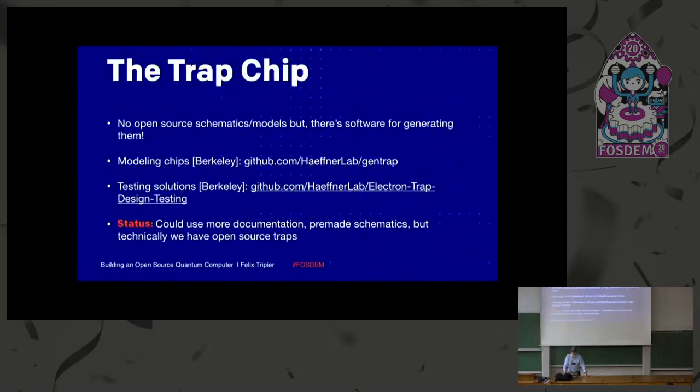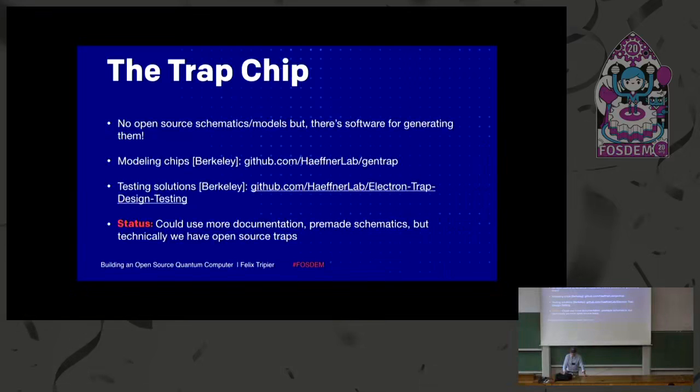For the trap chip, this is what we have available in terms of open source. There are no schematics and models for a specific trap chip that you can run out there, but there's software to make them from Berkeley's Trapped Ion group. They have GenTrap, and the Trap Design Testing Station is the bare minimum you need to figure out how to model and make your trap chip. The trap chip is still custom and bespoke, so you can't just go out to a commodity electronics store and make your own trap. But it's as good as it's going to get for open source trap chip making, except if a good Samaritan wants to flesh out the trap chip software scene.